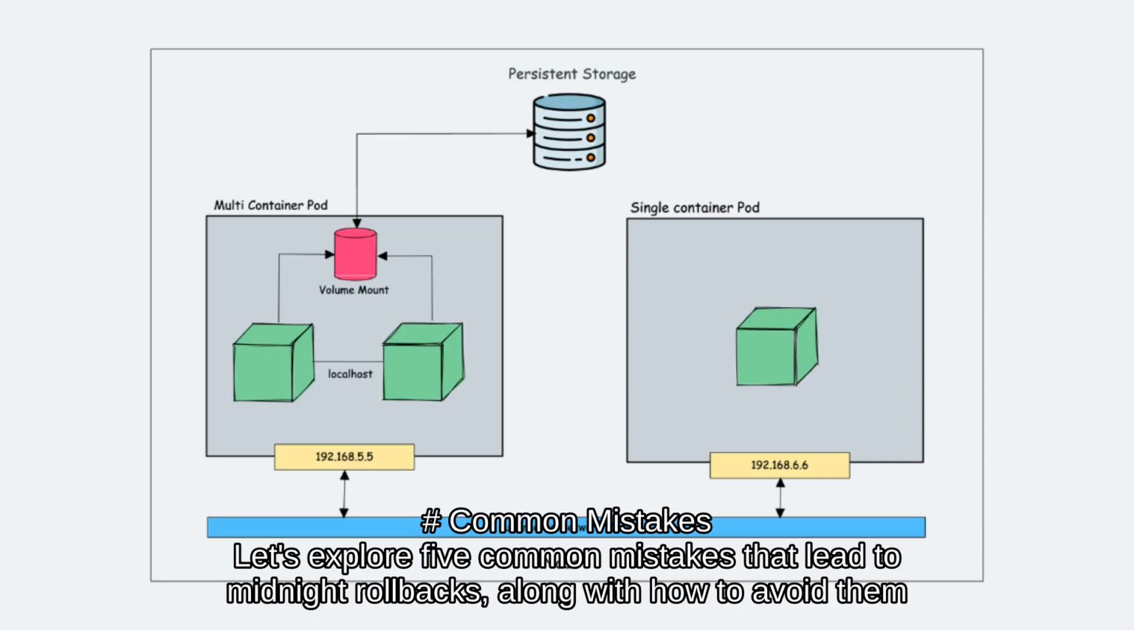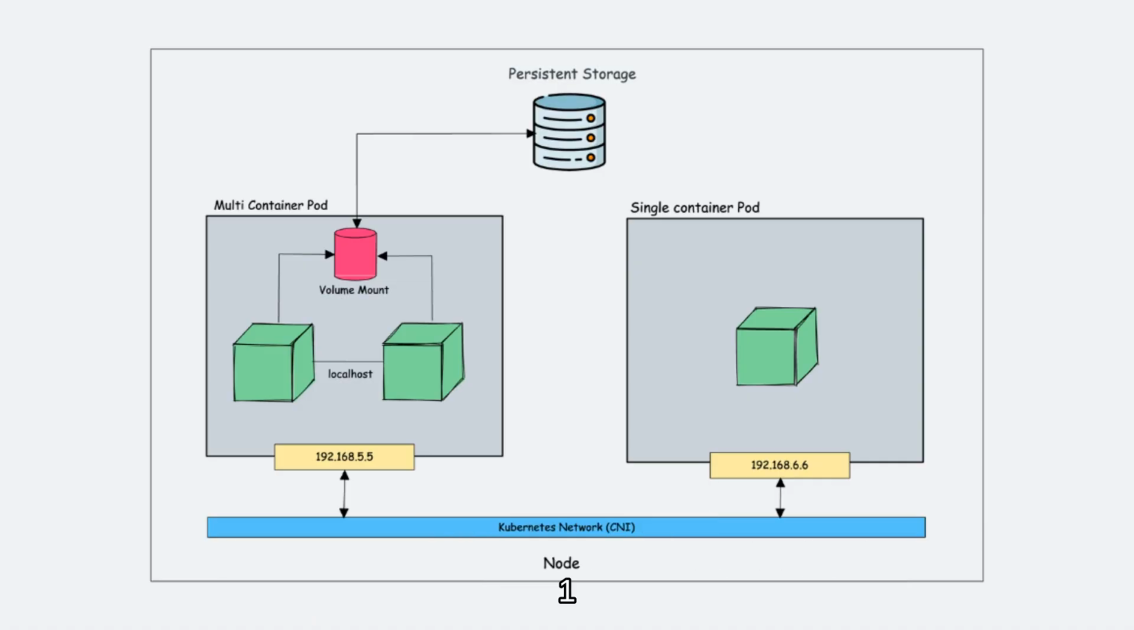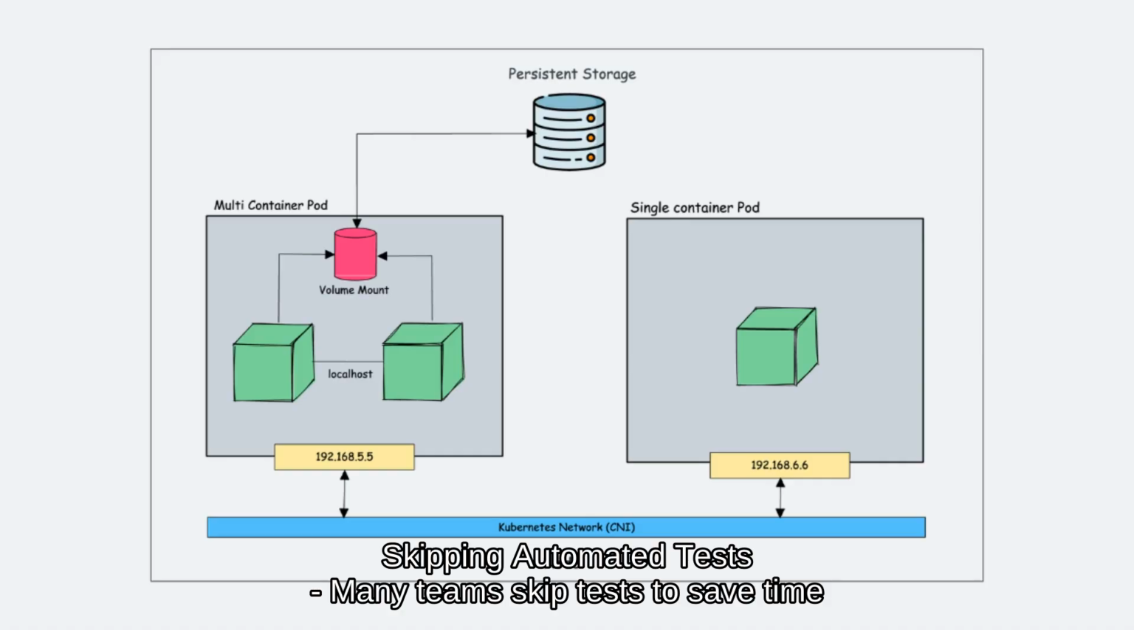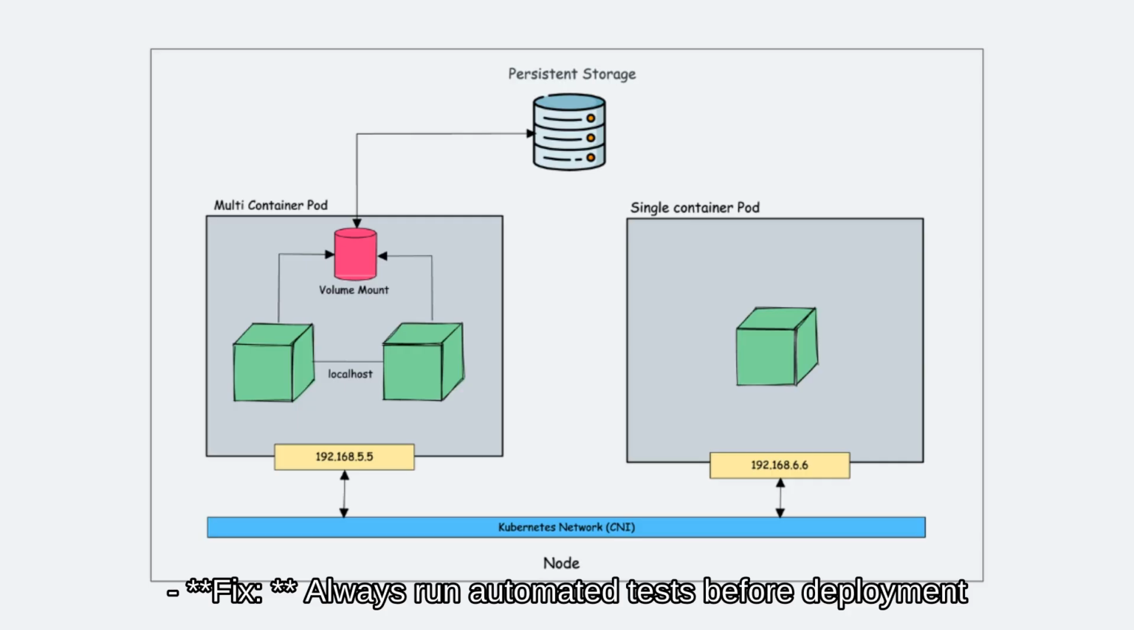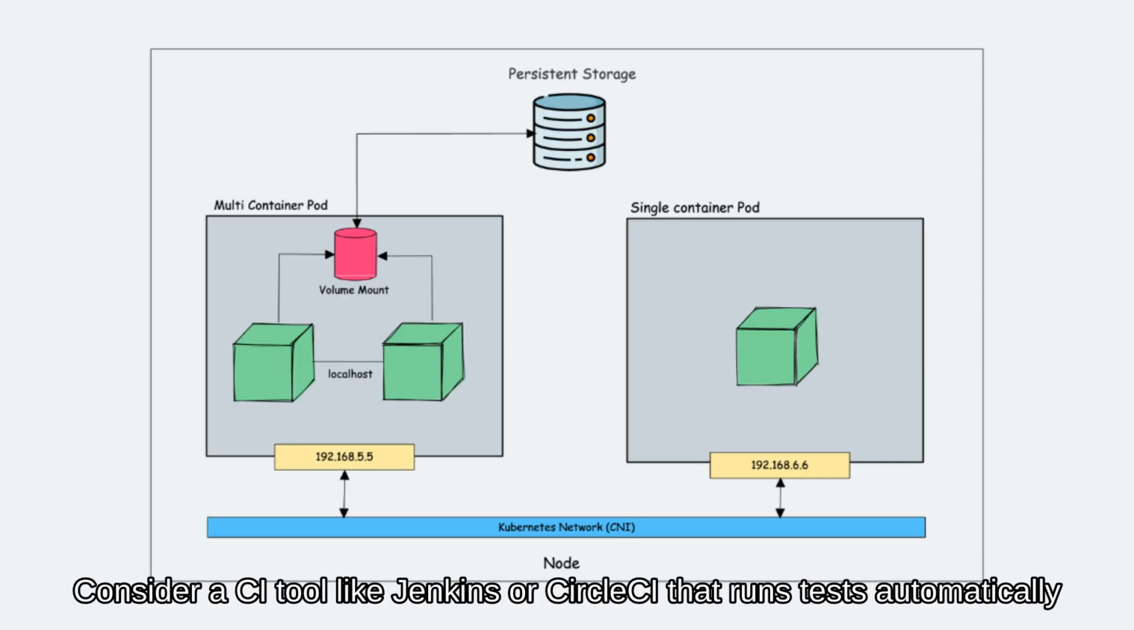Common mistakes. Let's explore 5 common mistakes that lead to midnight rollbacks, along with how to avoid them. 1. Skipping automated tests. Many teams skip tests to save time. This leads to deploying unverified code. Fix: always run automated tests before deployment. Consider a CI tool like Jenkins or CircleCI that runs tests automatically.